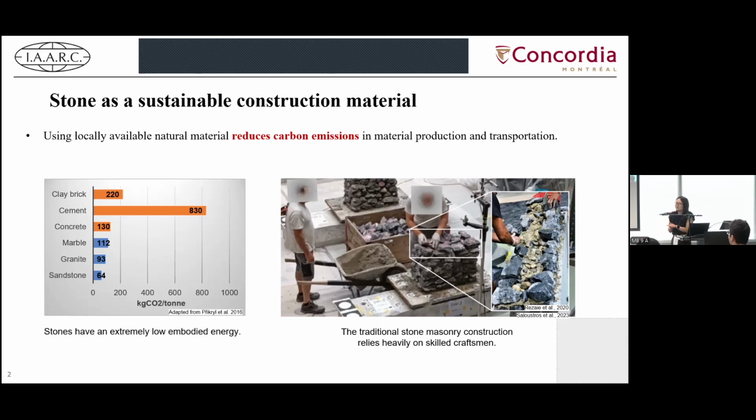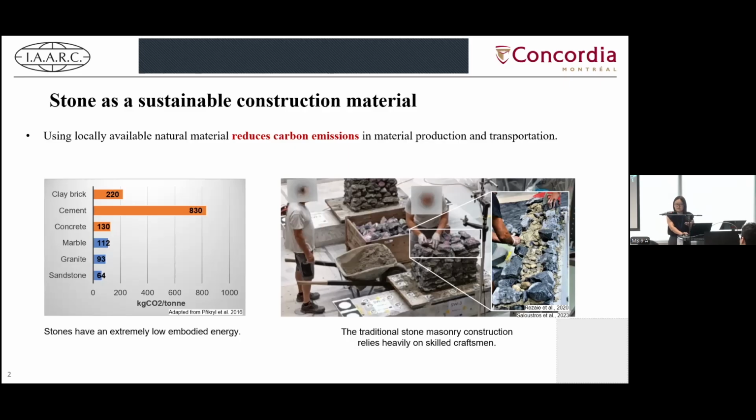So why are we talking about stones here? Stone is a very sustainable construction material. It has an extremely low embodied energy. However, one obvious limit in stone construction is that it's really labor intensive. The figure on the right shows the construction process of a stone masonry wall that we had in our lab. This process involves a lot of skilled craftsmen, or we call them masons. The masons select the stones, shape them, and then put them in the wall according to their experience.